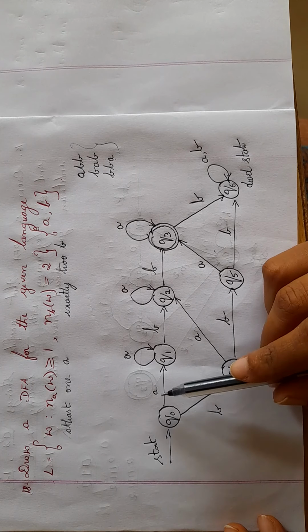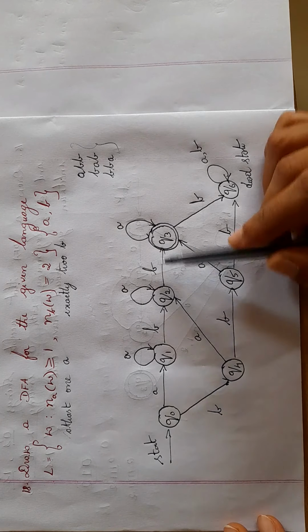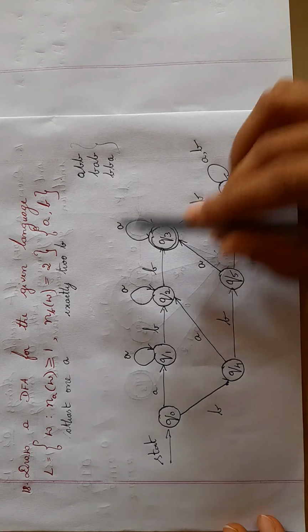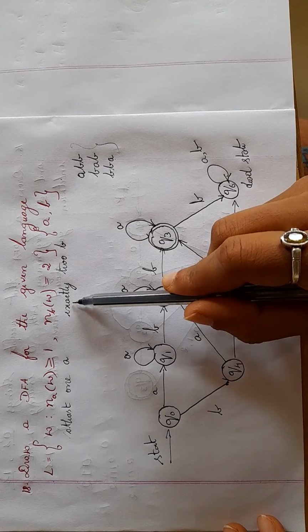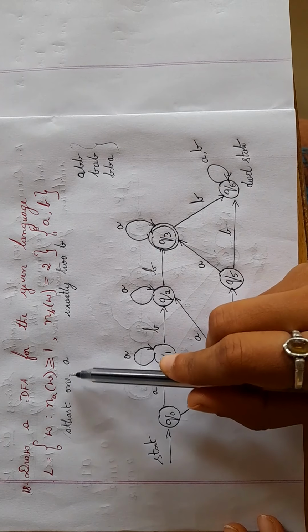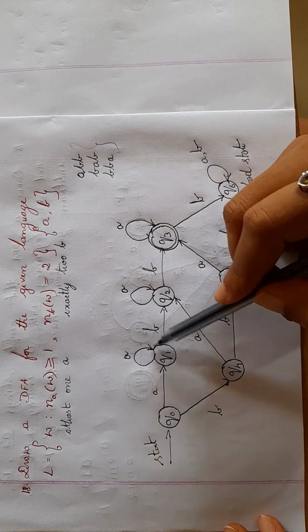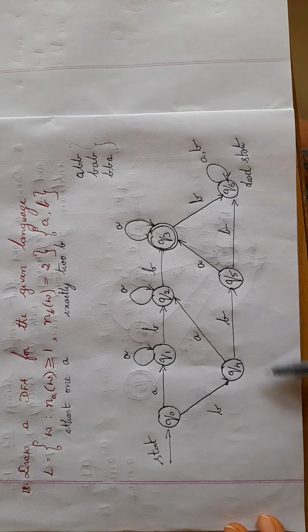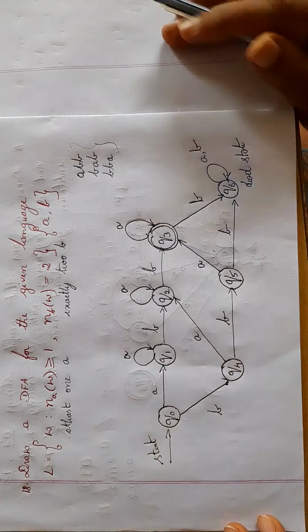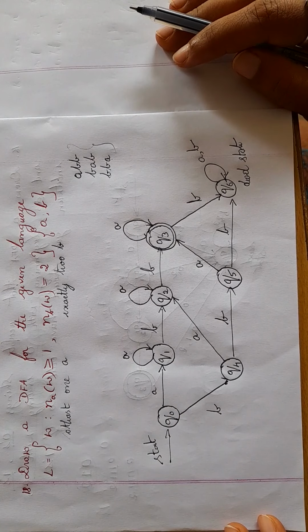So you are done with inputs A and B from each and every state. This is possible because you could do it directly taking a loop, because they have given exactly 2B and at least one A. So the number of A's can be anything. So you went on taking a loop. So your DFA is done. Once you are done with this, then write the tuples like previous problem to everything.